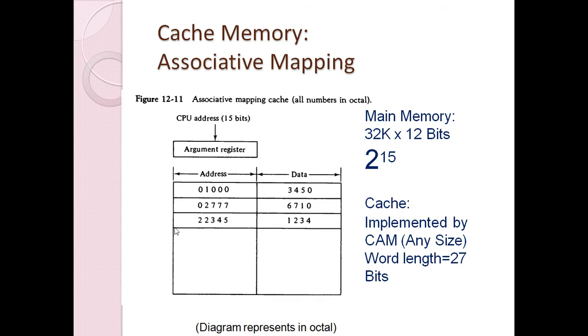Here octal digits are used. Each digit shows you 3 bits of binary. So this is 5 digits, that means 15 bits binary, and this is representing 4 digits of octal, that means 12 bits of binary.